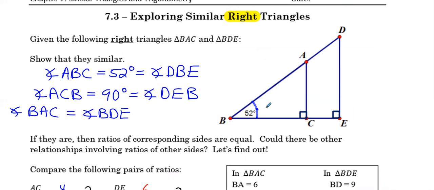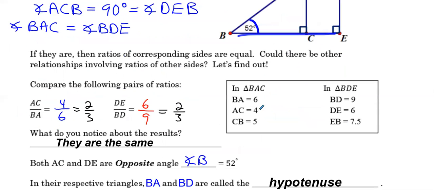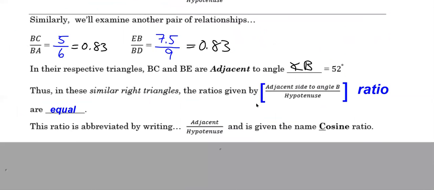But now we're talking about these adjacent sides. So this side right here, BC, is adjacent, which means kind of connected to or joined to, beside, but it's also adjacent to BE. Okay, so all these sides are given a special name, and that allows us to create these special ratios.